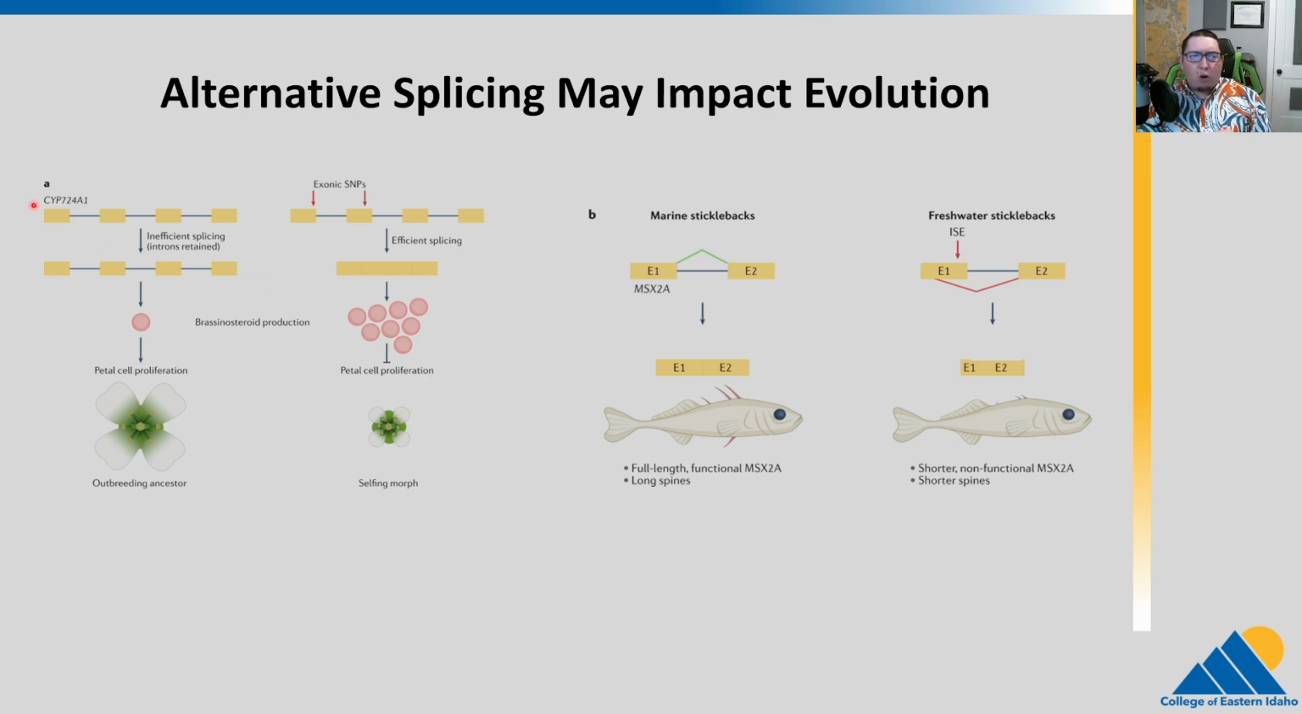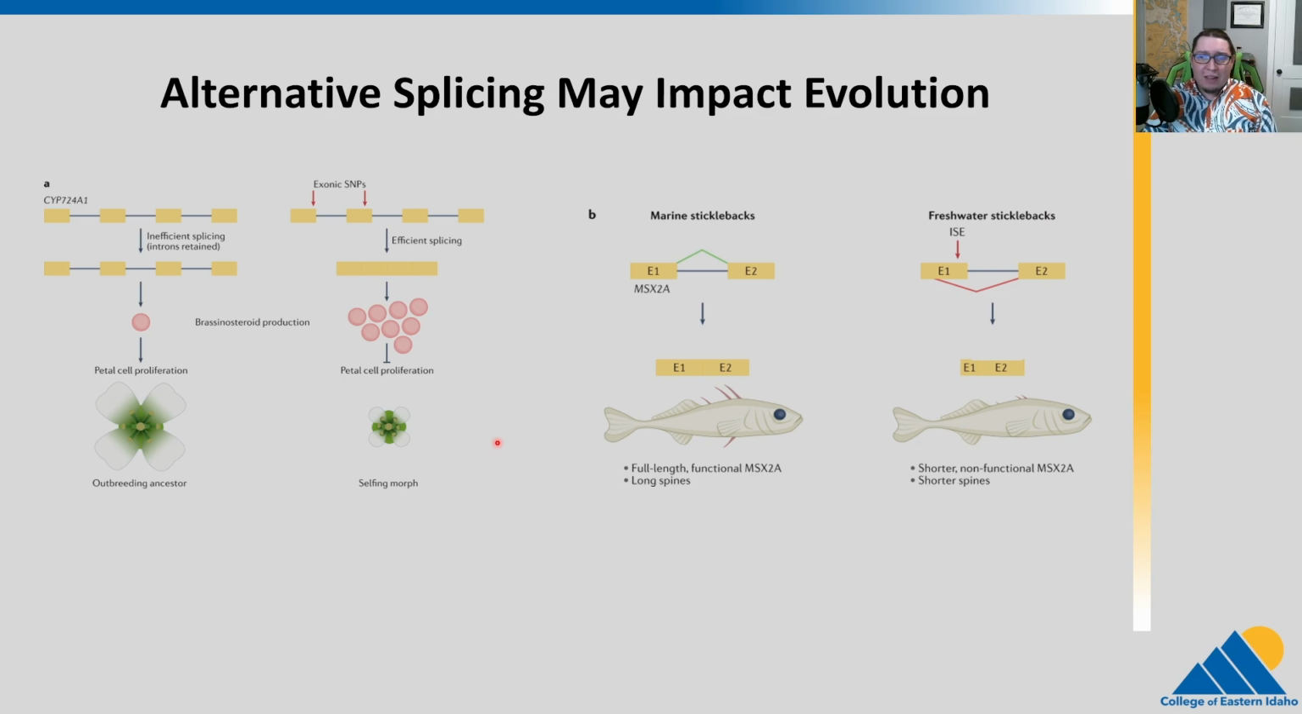We find that the cytochrome oxidase protein here, when it's inefficiently spliced, it actually leads to not a lot of this plant hormone called brassinosteroid being made. And that leads to petal cell proliferation. The cells get big and they divide, leading to large petals here. In the other species here, we see very efficient splicing of the mRNA, and that leads to a large amount of brassinosteroid being produced, which inhibits petal cell proliferation. The petals end up much smaller, leading to this selfing phenotype.